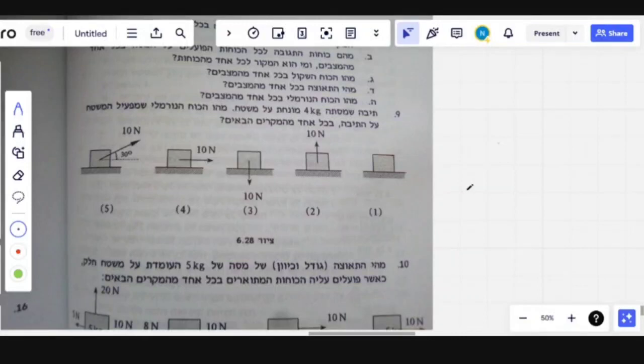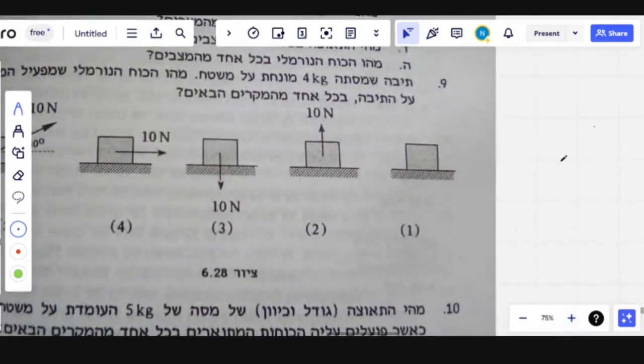Of the following cases. So, all right, we have here 1, 2, 3, 4, 5. In the first case, we have just a box on the surface. There is no other force involved. So what are the forces that act on the box?